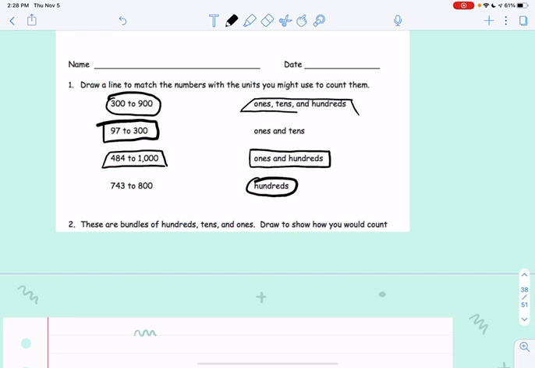How about this one, 743 to 800? We need condition 1 to get to 750, and we need condition 2 to get to 800. Do we need anything else? Nope. So we are good.